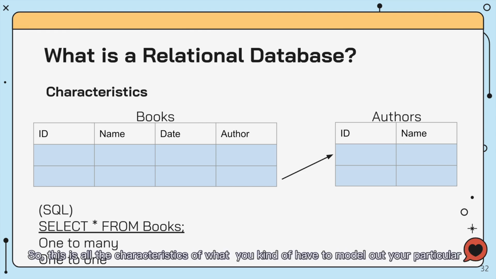So these are all the characteristics you use to model out the particular application that you want to build, and to describe how the entities are related to each other.